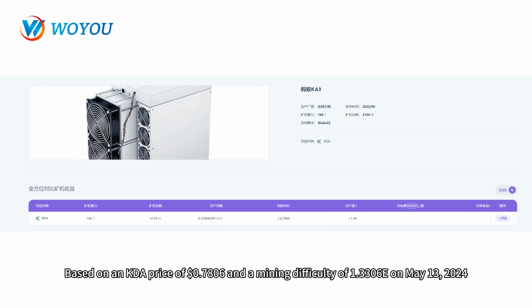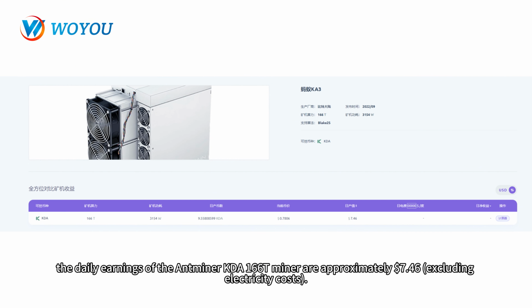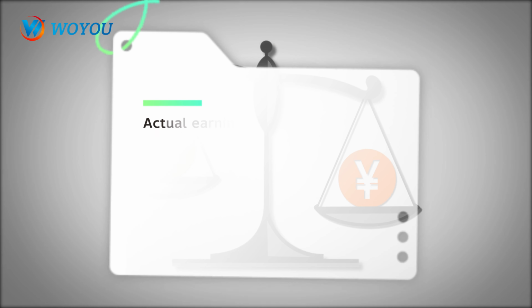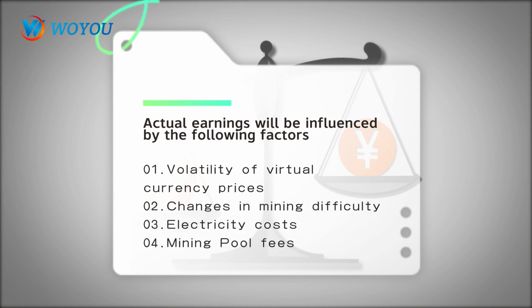Based on a KDA price of $0.7806 and a mining difficulty of 1.3306 on May 13, 2024, the daily earnings of the Antminer KA3 166T miner are approximately $7.46. The above calculations are for reference only. Actual earnings will be influenced by the following factors.